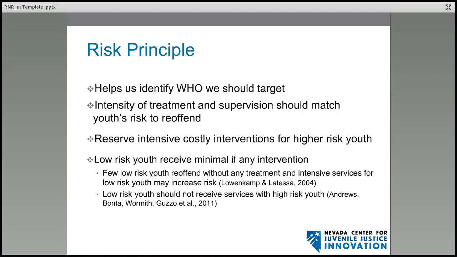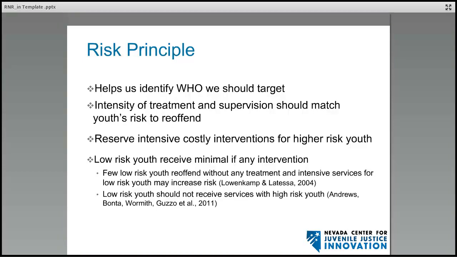A youth identified as low risk means the youth is at a low risk to reoffend without any treatment intervention. Conversely, youth identified as high risk are more likely to reoffend without treatment. Therefore, the most intense and costly interventions should be reserved for moderate and high risk youth to maximize reduction in reoffending and conserve scarce resources. On the other hand, low-risk youth are best served with minimal intervention or none at all.